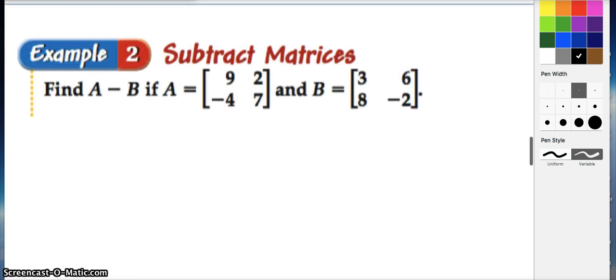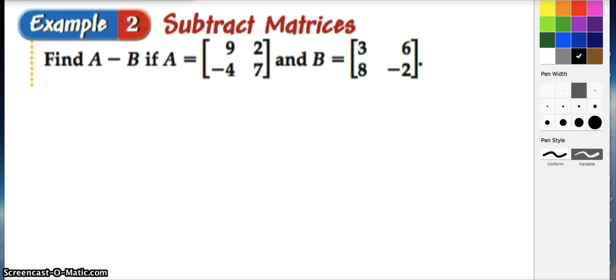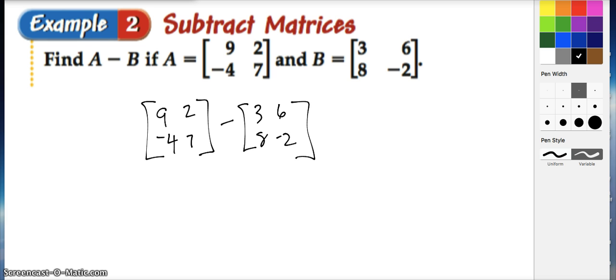Let's look at another example, subtraction. Subtraction works a lot like our addition from last time. I'm going to take each element and observe their location. I can subtract these because their dimensions are the same. I've got two 2 by 2s, and 9 minus 3 is going to give me 6, so I'm going to have that first element there, and then 2 minus 6 gives me a -4. -4 minus 8 gives me a -12, and 7 minus a -2 gives me a +9. And so here's my resultant A minus B matrix.